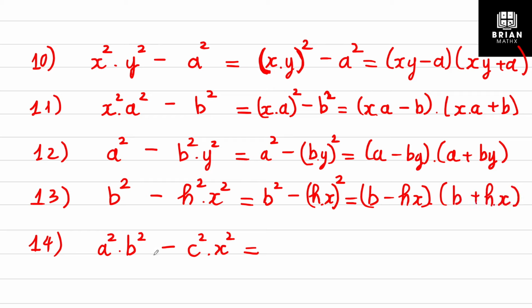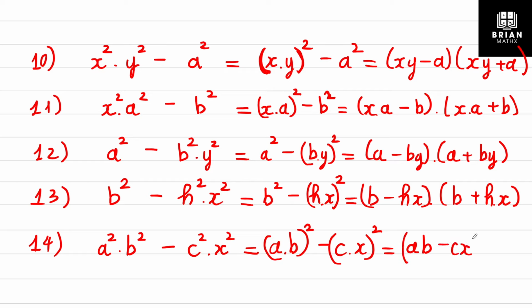Okay, the hardest question in this video: a square multiplied by b square minus c square multiplied by h square. I change the form to ab with the square outside, and here you have c and h, with the square outside one more time. So you have the difference of two squares, ab squared and ch squared. I can factorize this into the first bracket ab minus ch, and the next one ab plus ch. That's all.